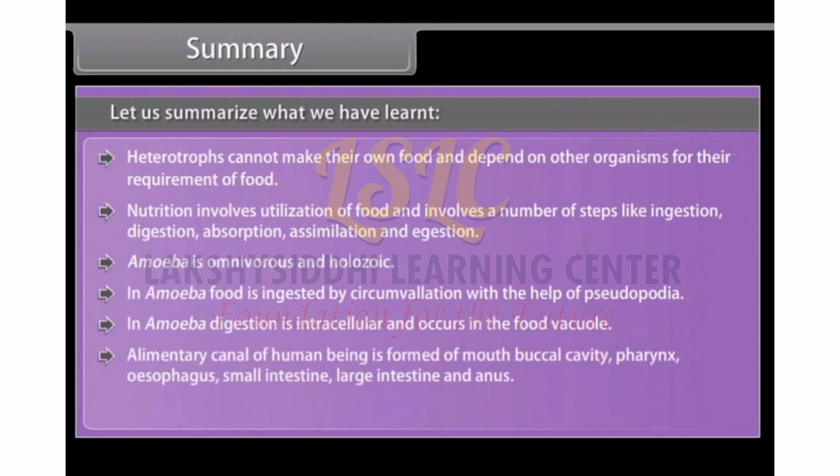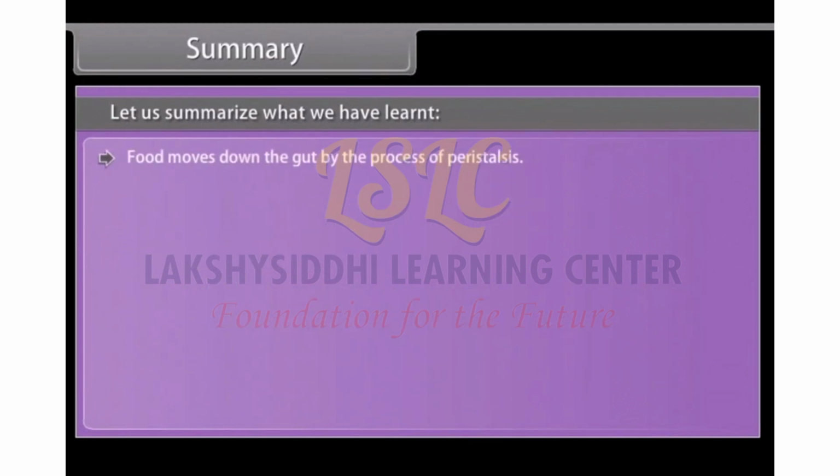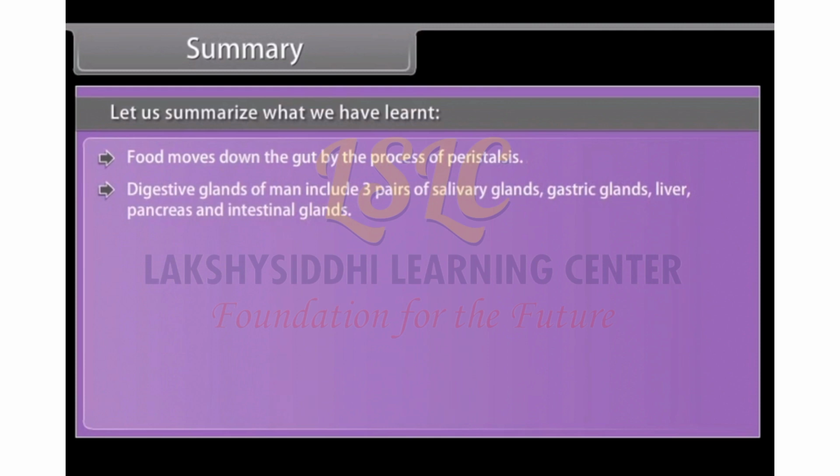The alimentary canal of human beings is formed of mouth, buccal cavity, pharynx, esophagus, small intestine, large intestine, and anus. Teeth in man are heterodont. Food moves down the gut by the process of peristalsis. Digestive glands of man include 3 pairs of salivary glands, gastric glands, liver, pancreas, and intestinal glands. Digestive glands secrete digestive juices which contain digestive enzymes.